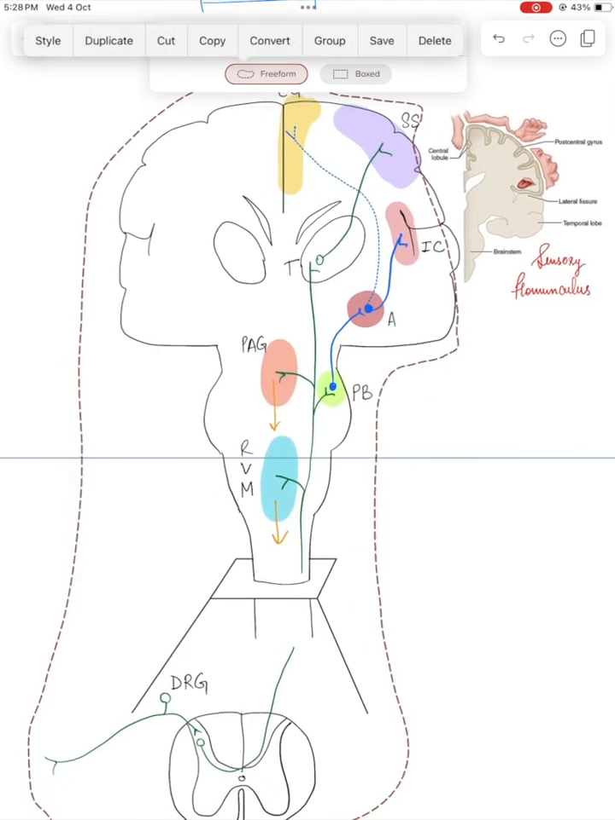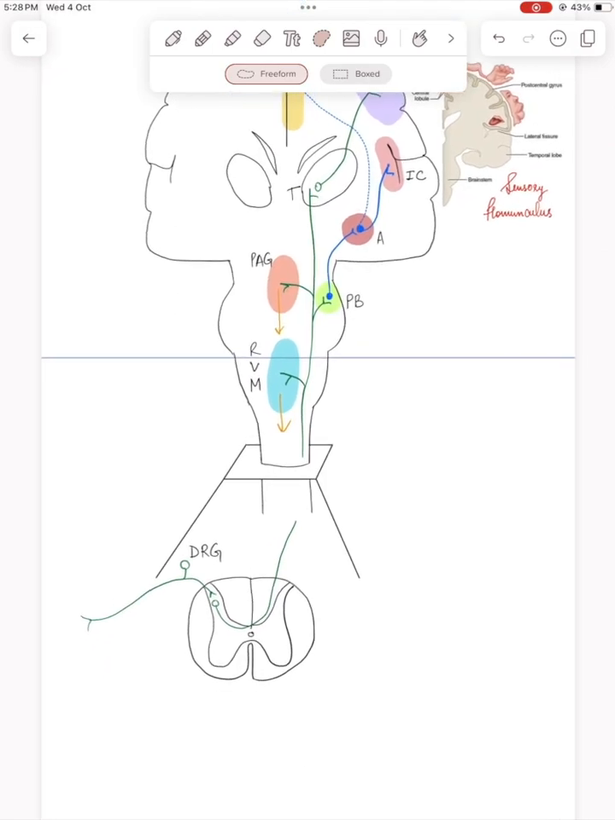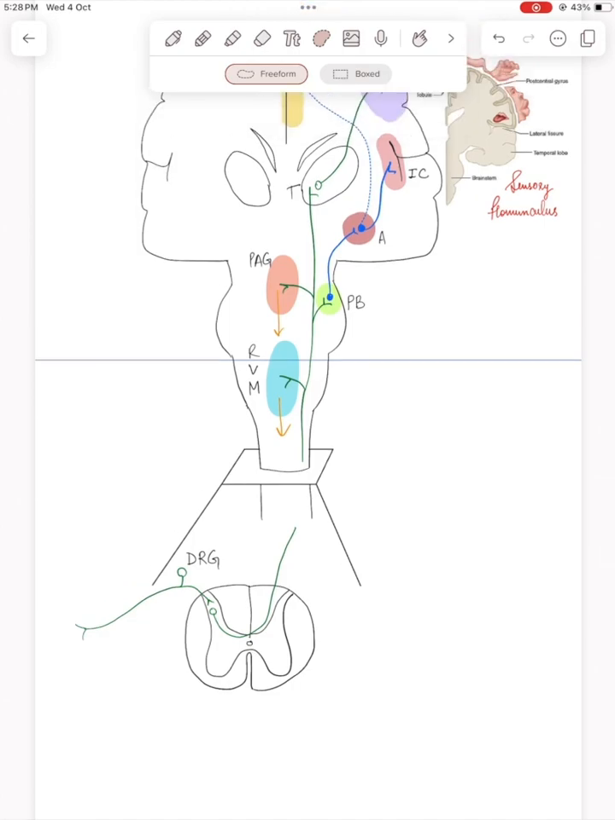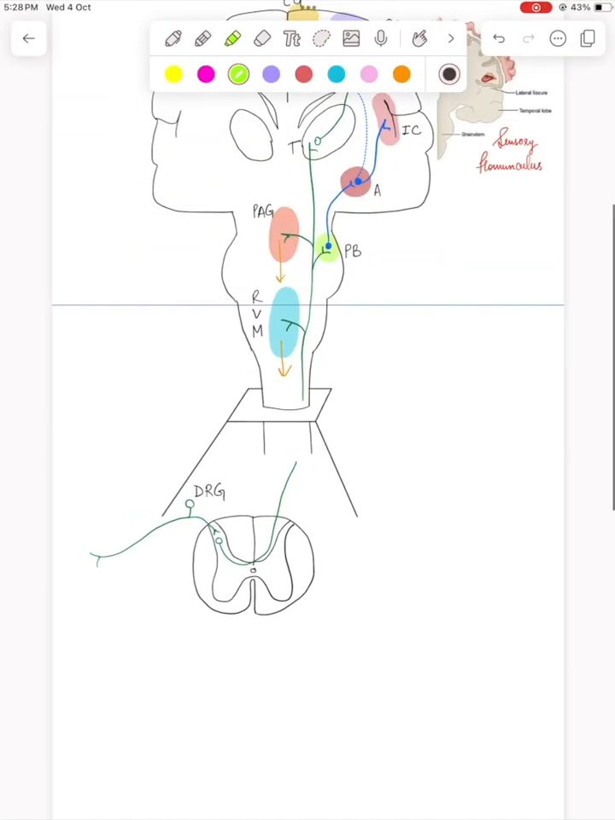So, if you take a look at this diagram, here you can see what the pain pathway actually looks like. The pain pathway is comprised of three orders of neurons. There are the primary afferent neurons, or the first order neurons, the second order neurons, and the third order neurons.